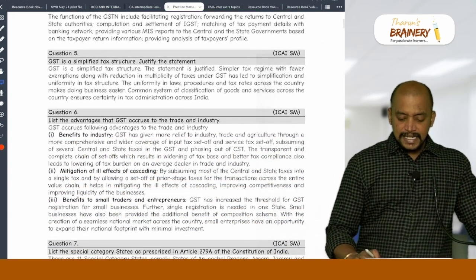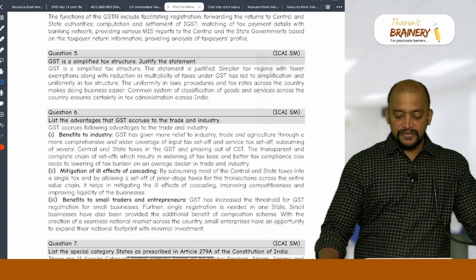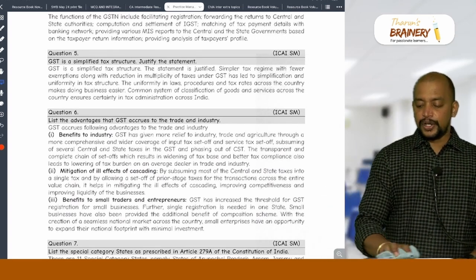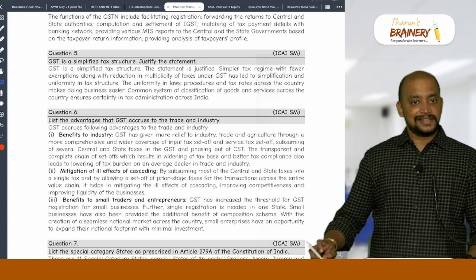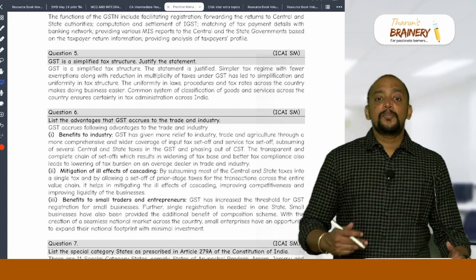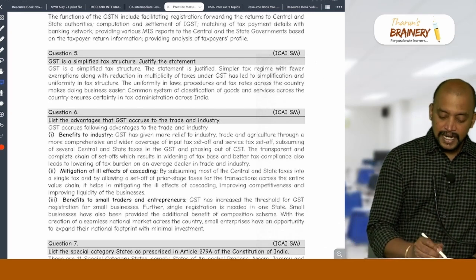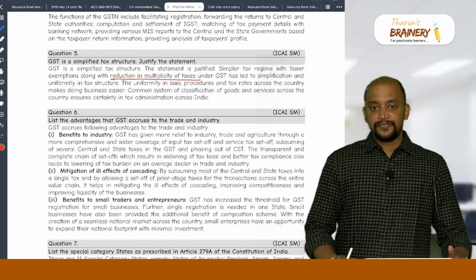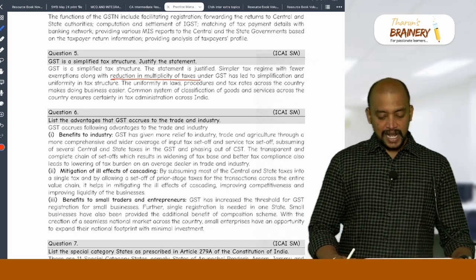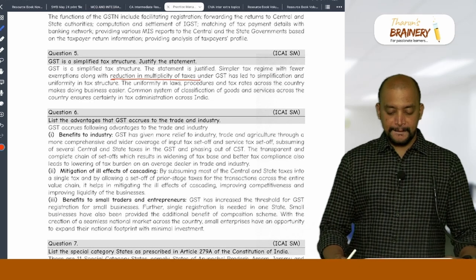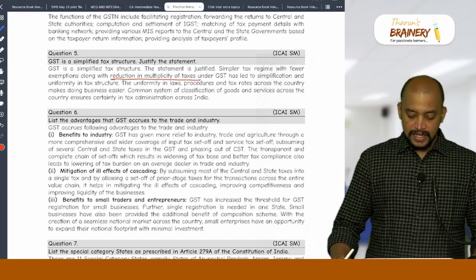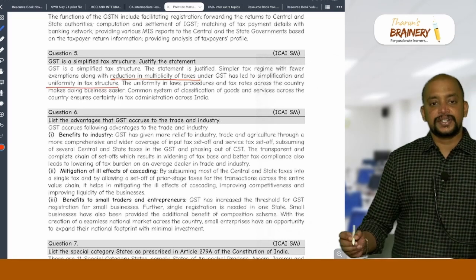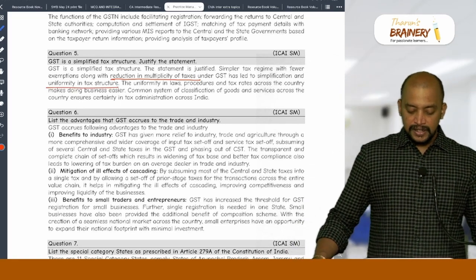Then GST is a simplified tax structure. Justify the statement. So, why it is a simplified tax structure? Because compared to earlier indirect tax system, in GST we don't have multiple taxes. So, underline that, reduction in multiplicity of taxes. Then uniformity in tax structure. Why uniformity in tax structure?